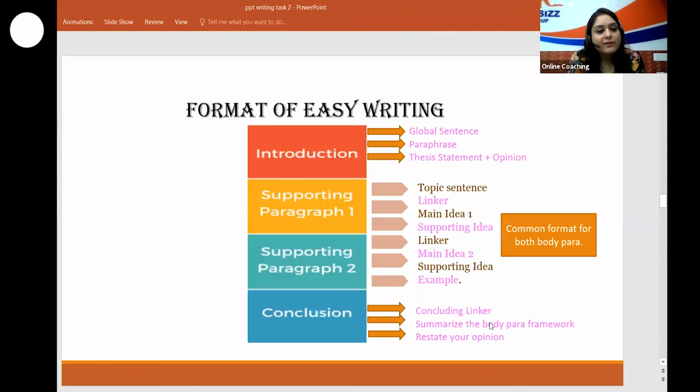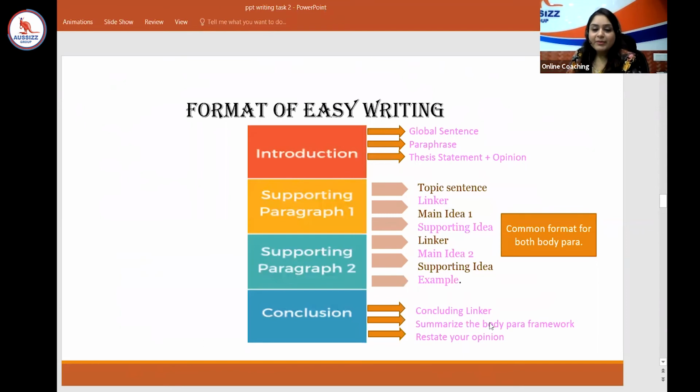Okay. Now come to supporting paragraph 1 and supporting paragraph 2. That means body para 1 and body para 2. The format is common for both body paragraphs. You should understand that first you have to write the topic sentence. It's very, very important. For both paragraphs, we follow the same format. Whether you're writing body paragraph 1 or 2, you have to follow the same format. The first line must be your topic sentence.